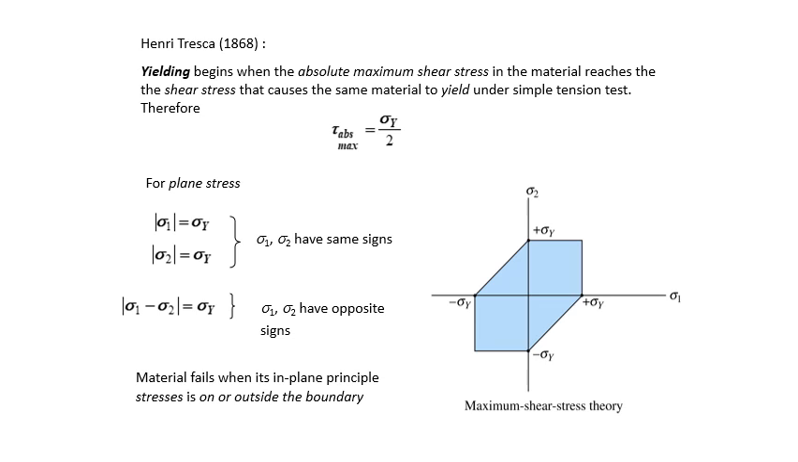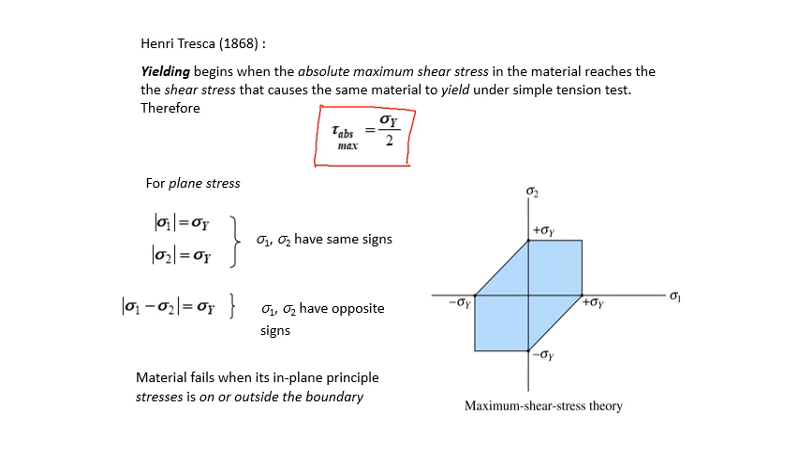Henry Tresca says that yielding begins when the absolute maximum shear stress in the material reaches the shear stress that causes the same material to yield under simple tension test. In simple words, it is shown in this equation here. When tau absolute maximum equals sigma yield over 2, then the material starts to yield. Or if it exceeds, then it will certainly fail.